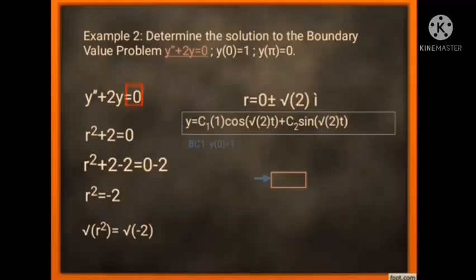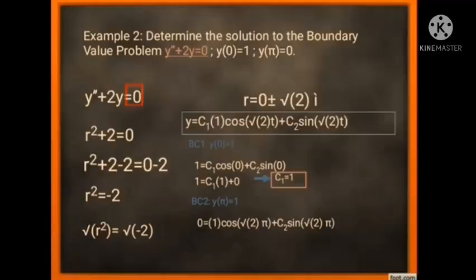So boundary condition 1, y of 0 is equal to 1. So 1 is equal to c1 cosine 0 plus c2 sine 0. Cosine 0 is equal to 1, and sine 0 is equal to 0, so c1 times 1 plus 0. So c1 is equal to 1. For c2, y of pi is equal to 1. So 0 is equal to 1 times cosine of square root of 2 times pi plus c2 sine square root of 2 pi.